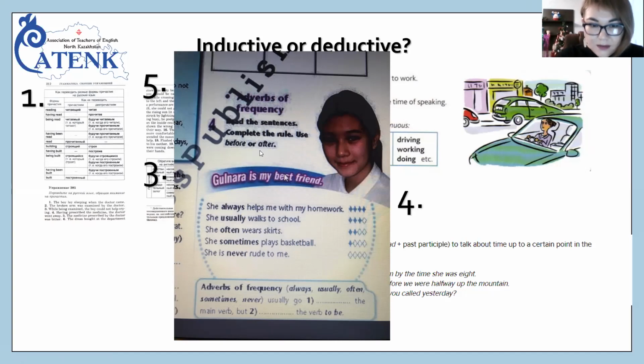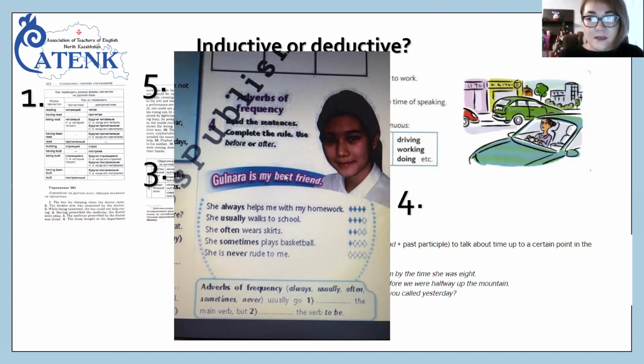Somebody says inductive, somebody says deductive. How do you think? Is it inductive or deductive way? Inductive, yes, I would agree with you, because again, we see that here are some examples, and they make students notice.